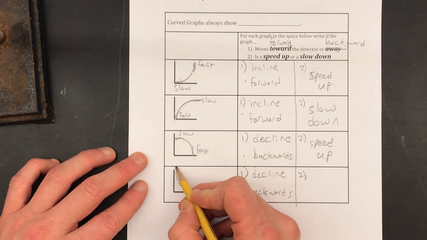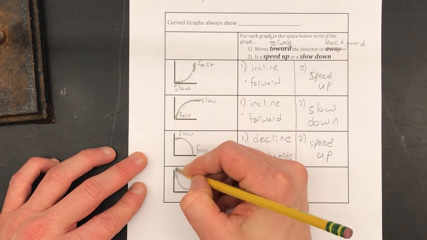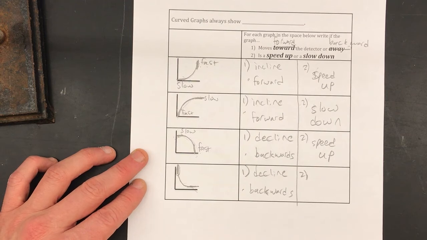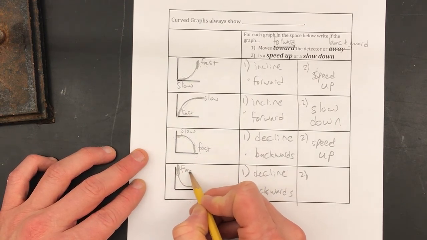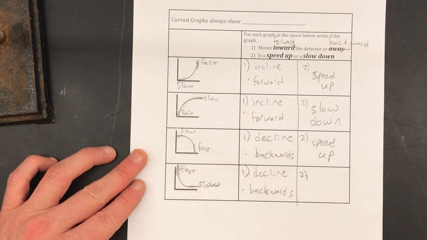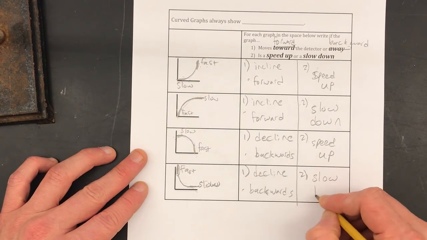This one, okay, is starting out very steep right there, and it finishes very flat. It's kind of the opposite of the last one. So it goes from fast, very steep, to slow, very flat at the end. And it's getting flatter and flatter. As it goes, flattening out, that means it's slowing down.